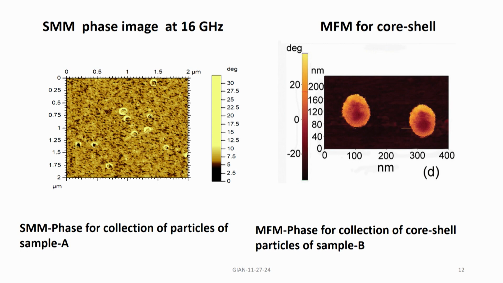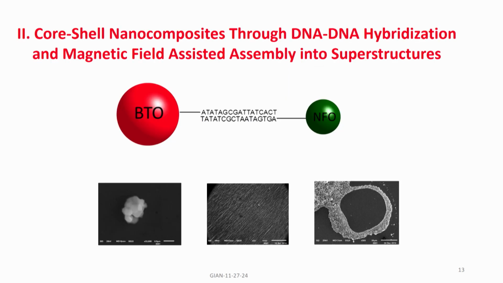So, we are sure that we did form a core shell structure under these conditions by chemical self-assembly. The next one is DNA assisted assembly. So, people are asking, why did you use DNA? The answer is, look at yourself.